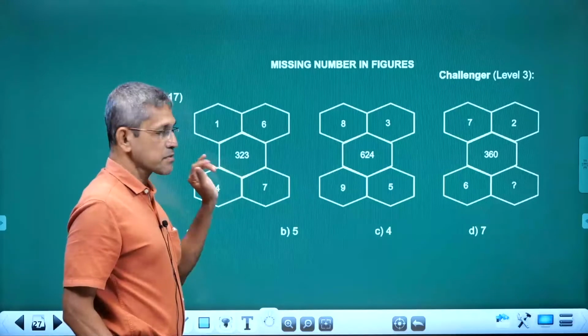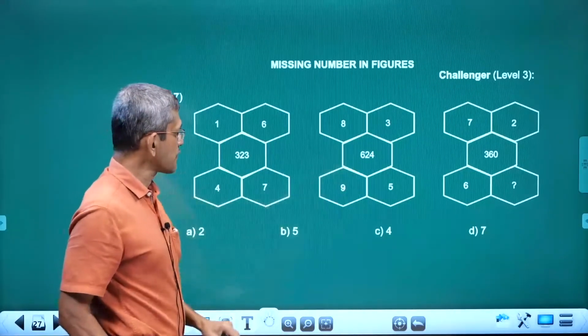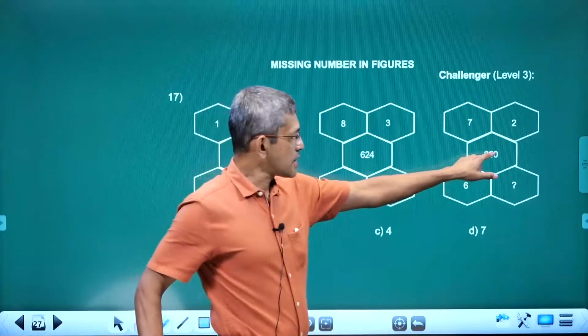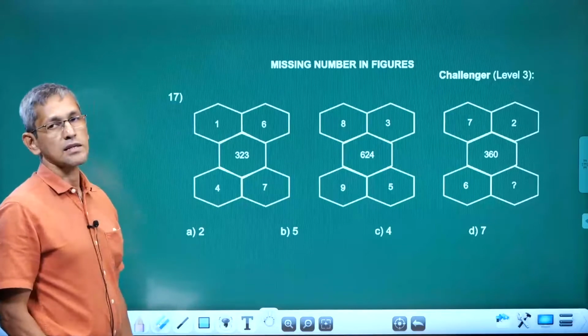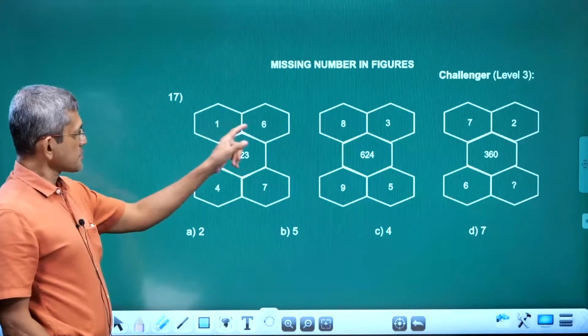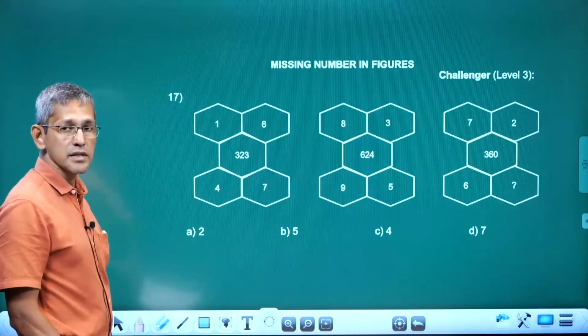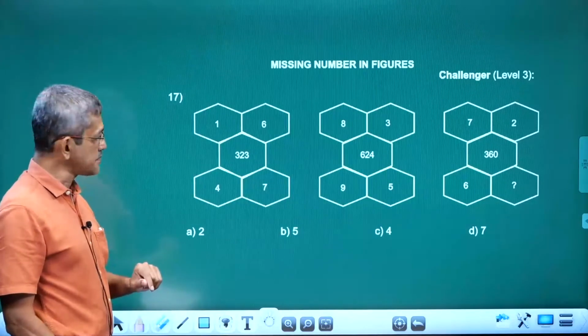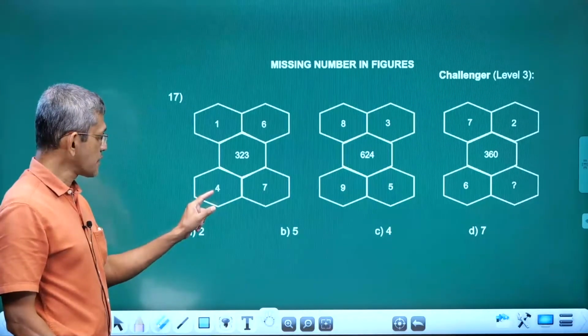So 323 plus 300 is 623 plus 1 is 624. However, we don't have that kind of pattern for 360. So that doesn't work. What else? Okay, it must be 1 and 6, 323. So how do we get it? 1 plus 6, 7. 7 plus 7 is 14. 14 plus 4 is 18.